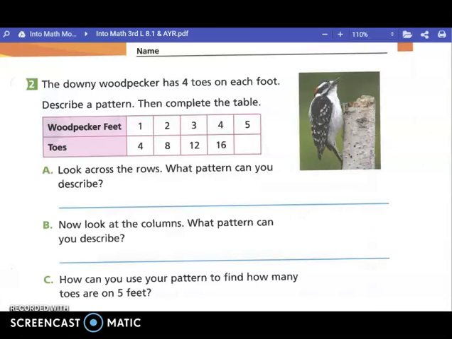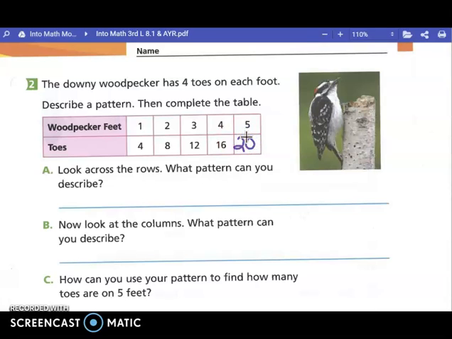2 feet has 8 toes. 3 feet has 12 toes. 4 feet has 16 toes. 5 feet has what? What are we adding each time? 4. So what is 16 plus 4? 20.